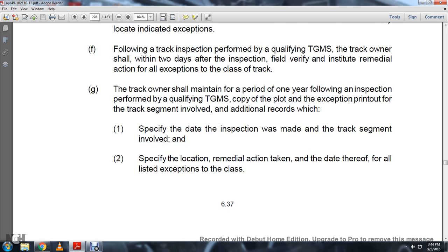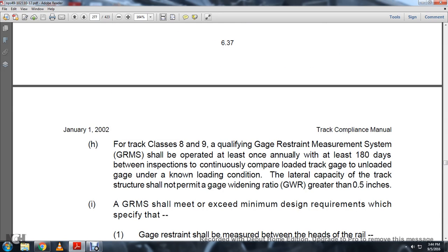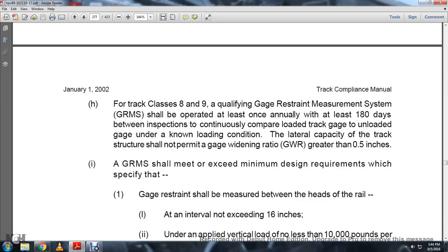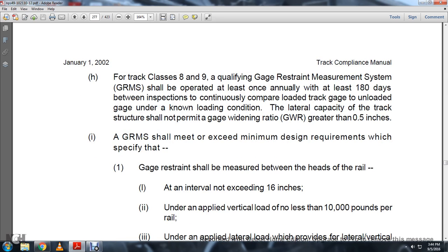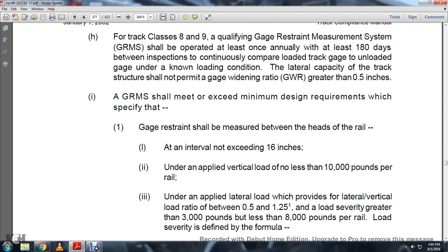And for all the listed exceptions for the classes 8 through 9, the qualifying gauge measurement system, the GRMS, shall be operated at least once annually with at least 100 days between the inspections, comparing the loaded track gauge to the unloaded gauge when unloading the condition of the lateral capacity of the track structure, and shall not permit the gauge widening ratio greater than 1/2 an inch. The gauge restraint measurement system shall meet the minimum design requirements specified.